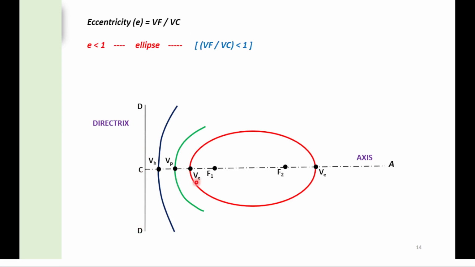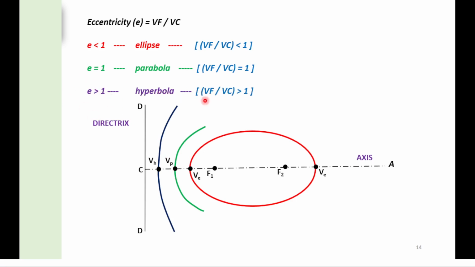For an ellipse, eccentricity is always less than 1, so VF by VC will be less than 1. Eccentricity for a parabola is equal to 1. Here you can see that this CF distance is equally divided by this VP. That's why eccentricity is equal to 1.